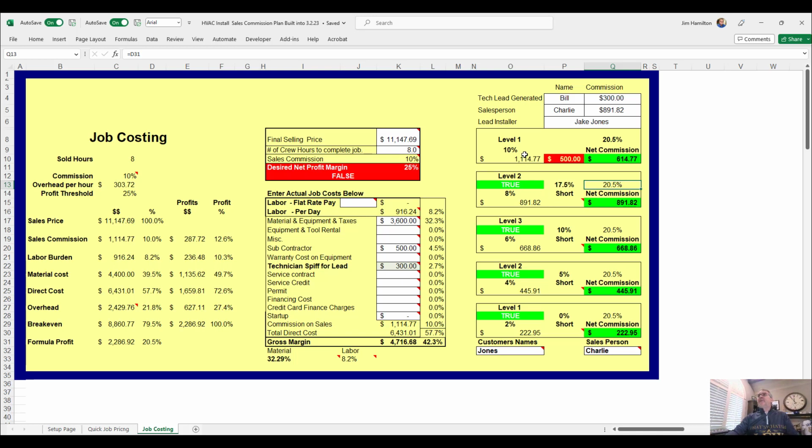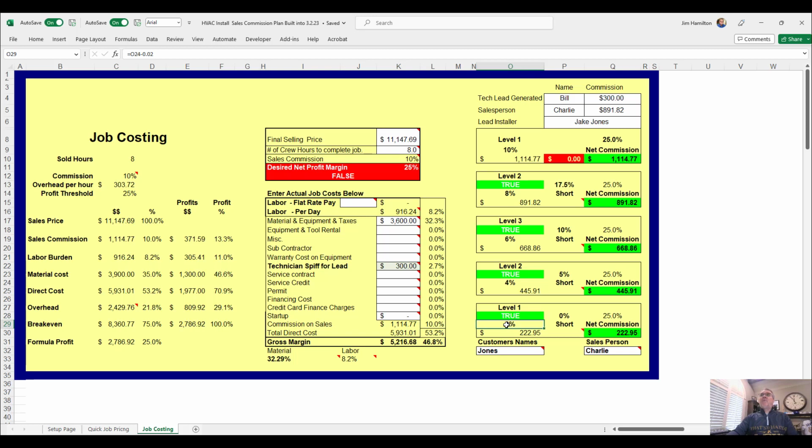So we do have, starts here, we got a 2% sliding scale here. I'm going to take that out for the subcontractor. Okay, so this represents 10%, this represents 8% at 17.5. At 10%, you get 6. At 5%, you get 4. And at 0%, the salesman still gets 2%.